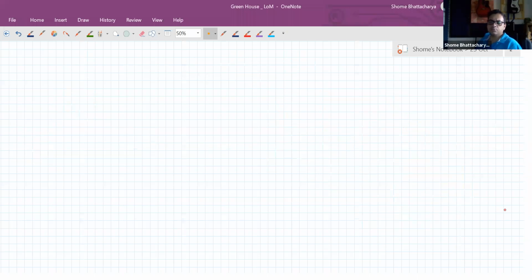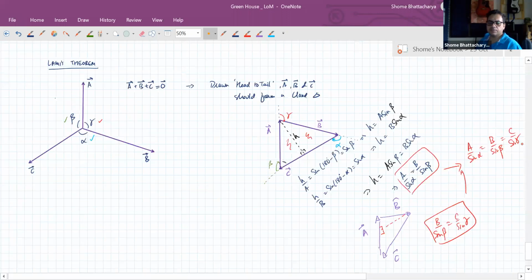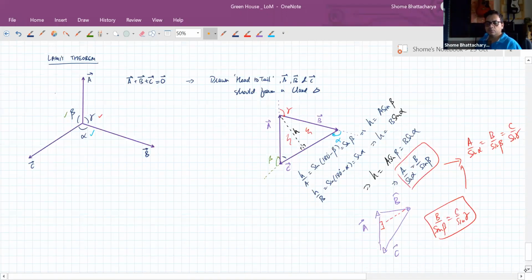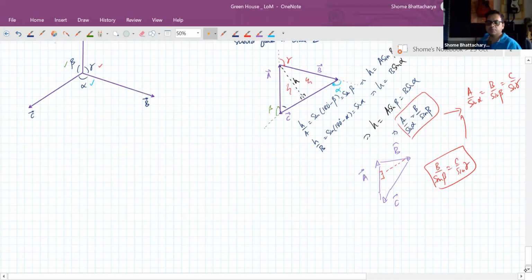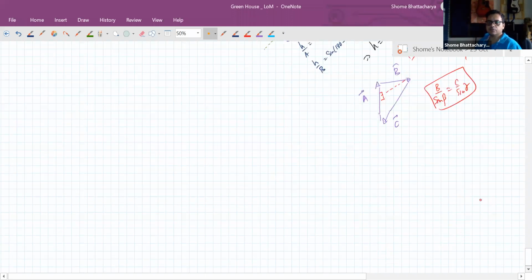Tej, you can take down the proof later because the proof is secondary for us. I'll send you the notes anyway. You can take down the proof later. More importantly, you remember the statement of Lami's theorem and the application of it.